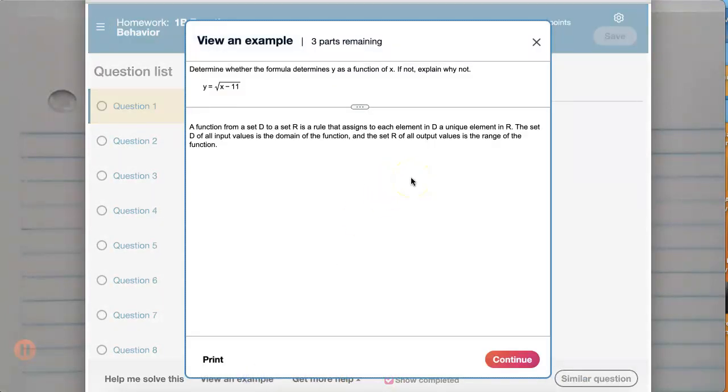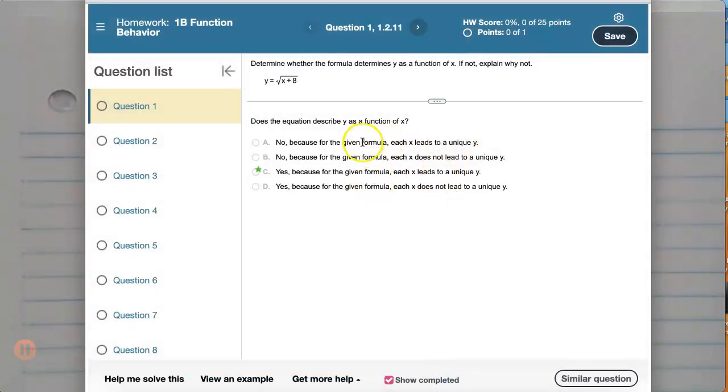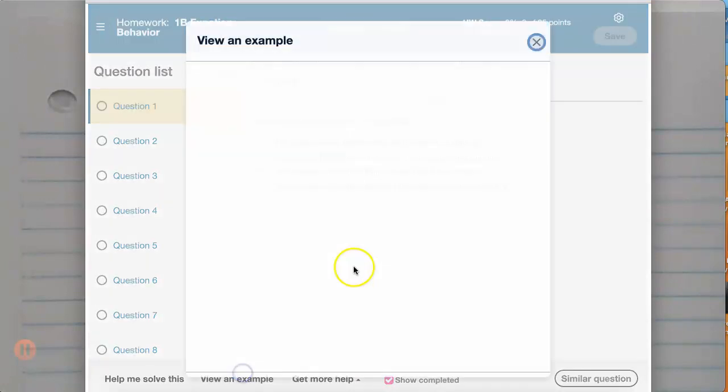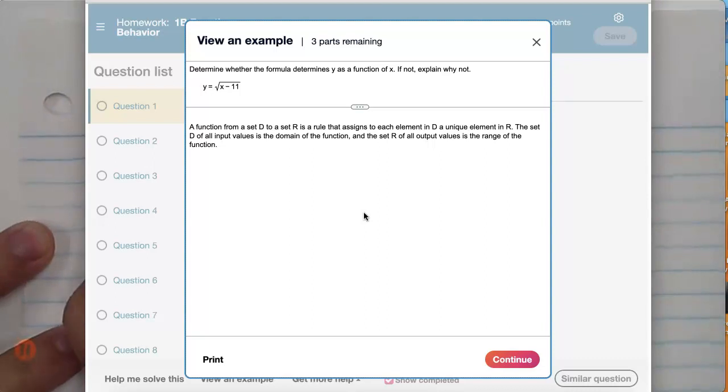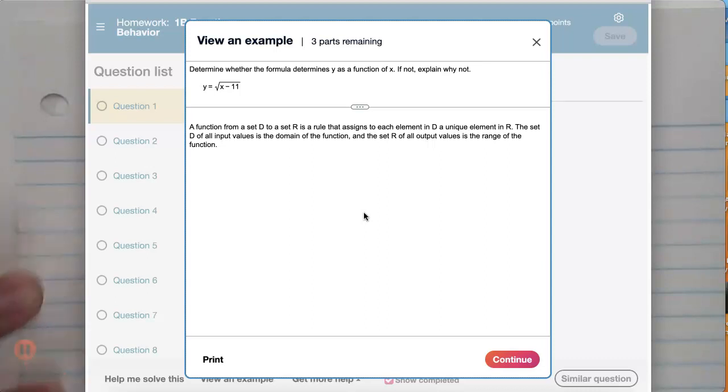Alright. Determine whether the formula determines y as a function of x, if not, explain why. These are given, it appears, in the form of multiple choice. I'll do the view and example and I'll just try to predict what type of multiple choice questions you'll be receiving. Okay, so we have y equals the square root of x minus 11.